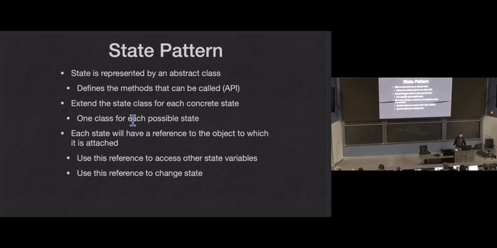Each concrete state that implements the interface or extends the abstract class is going to implement all of the methods for the API and define what should happen when the object is in that state. And each one of those states is going to have a reference to the object to which it's attached. We'll see that throughout. So it can have access to all the instance variables and be able to modify those instance variables through various getters and setters. We want to be able to have the state be able to change the instance variables of the object to which it's attached, which will include the state itself.